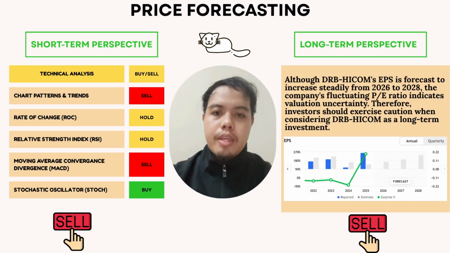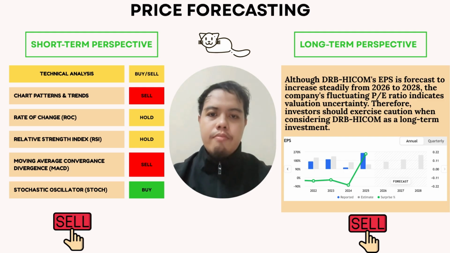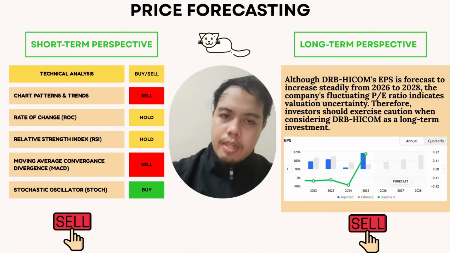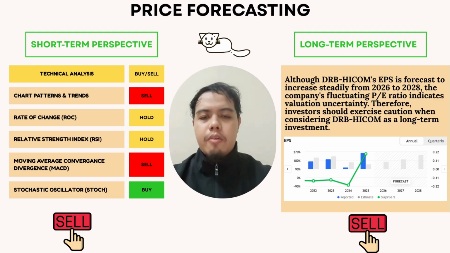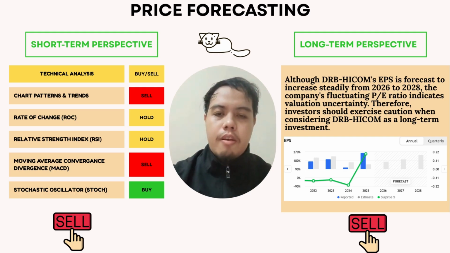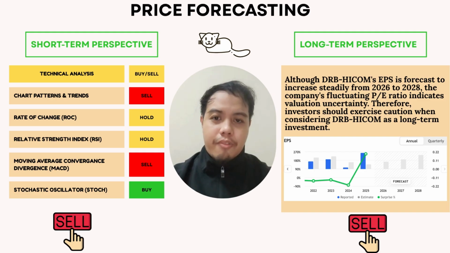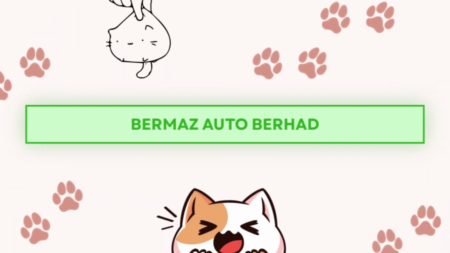To forecast the RB Highcom price movement using the technical analysis we conducted, we formulated a matrix table for the short-term perspective decision. According to the table, in the short term, the RB Highcom market should be avoided. As for the long-term perspective, due to the instability of the RB Highcom recent statistics, especially in 2024, we advise investors not to take the risk.